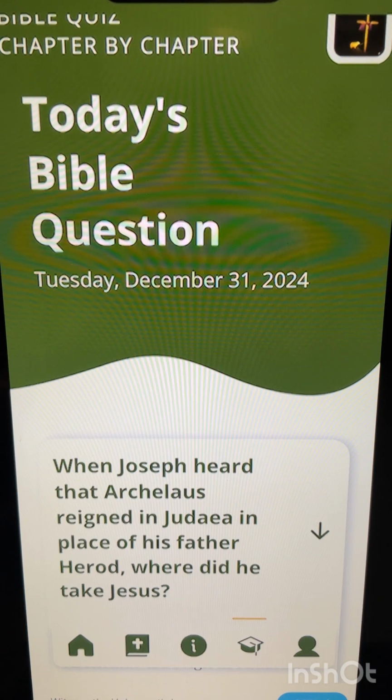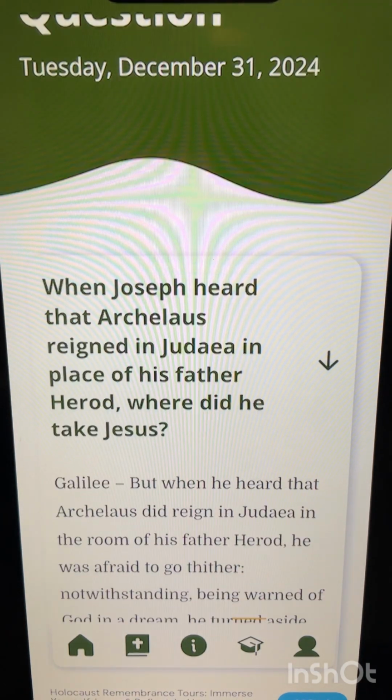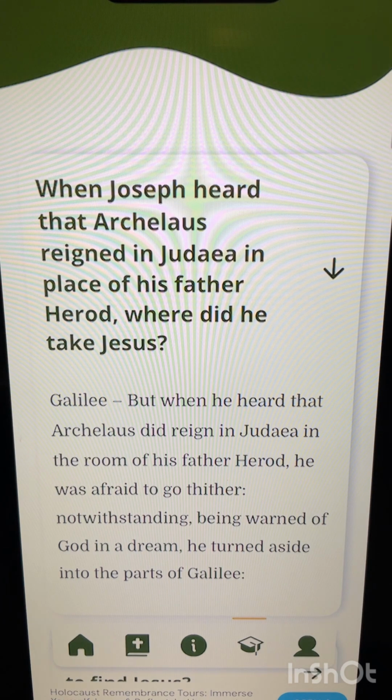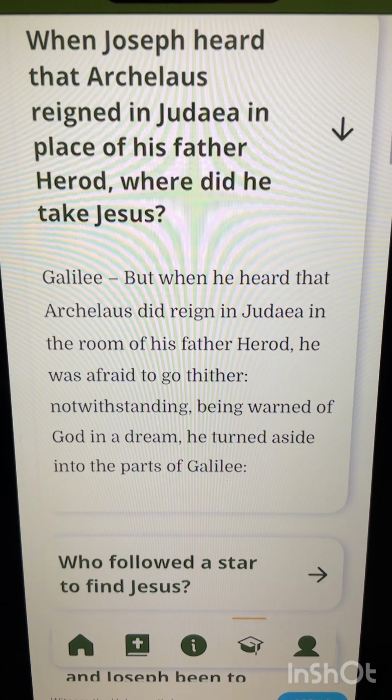So we're going to start with question 1, which says, when Joseph heard that Archelaus reigned in Judea in the place of his father Herod, where did he take Jesus? So the answer is Galilee. As you can see the answer there, which says in Galilee as the answer.